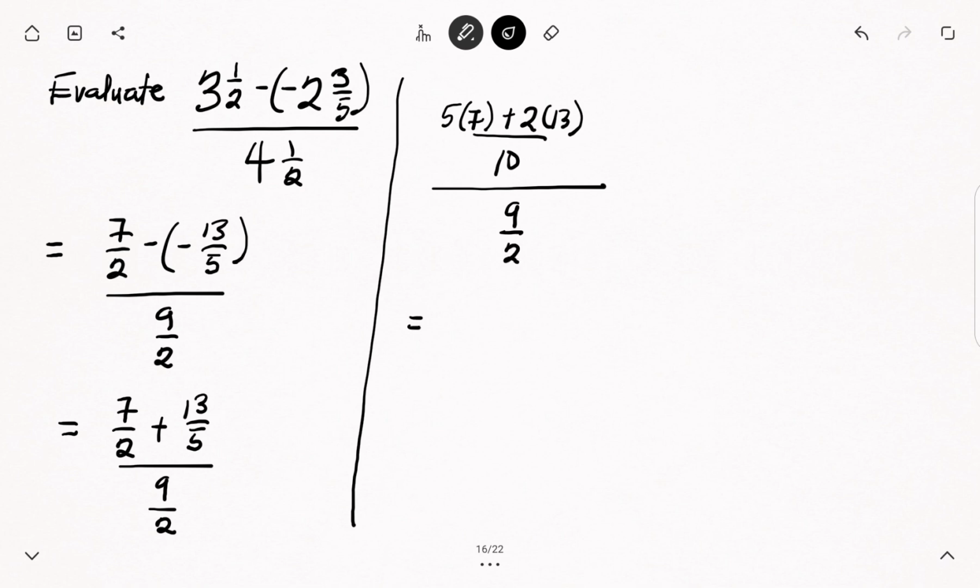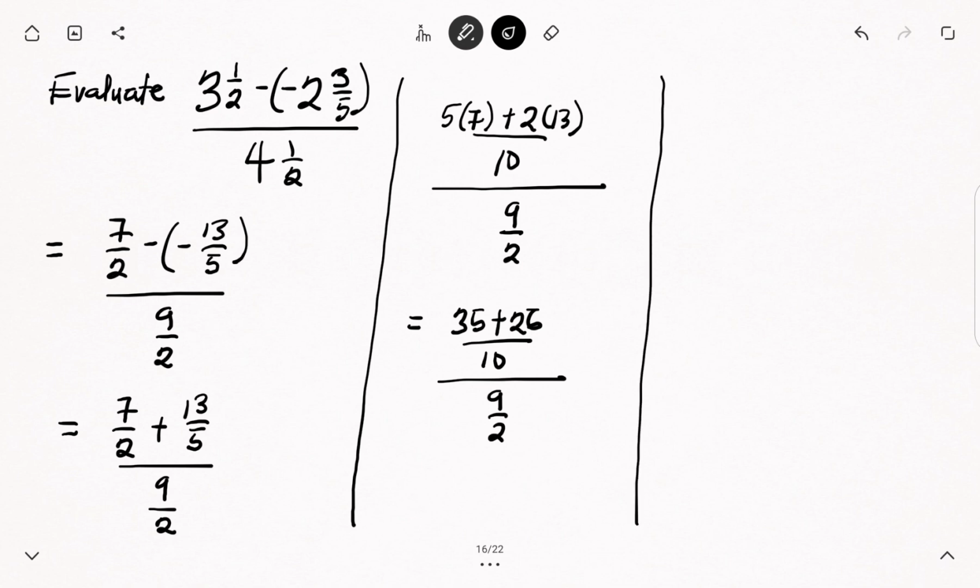So this is now equal to 5 multiplied by 7 will give us 35, plus 2 multiplied by 13 will give us 26, on 10, all over 9 on 2. So this is now equal to 35 plus 26 will give me 61 on 10. Then the big division sign over here, I rewrite it as the normal division because it's still the same. Then I bring my 9 over 2 here.